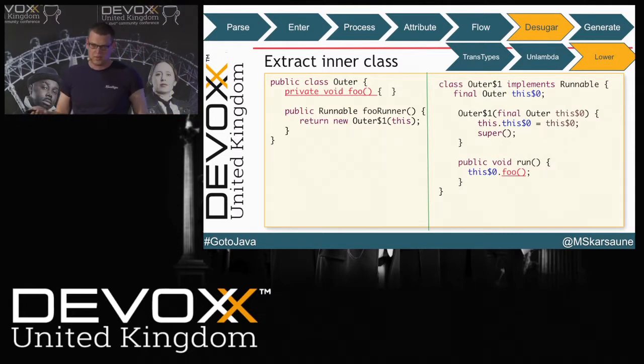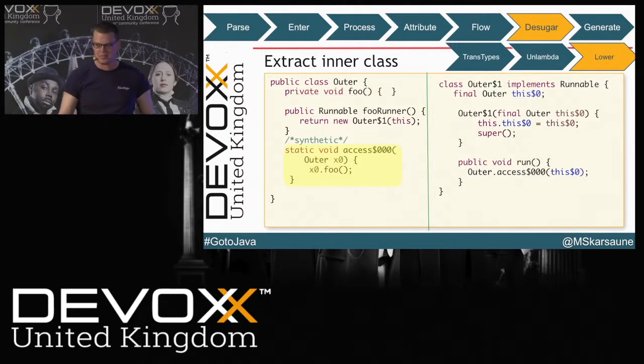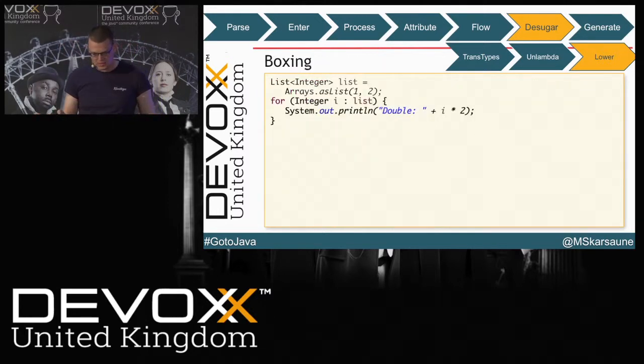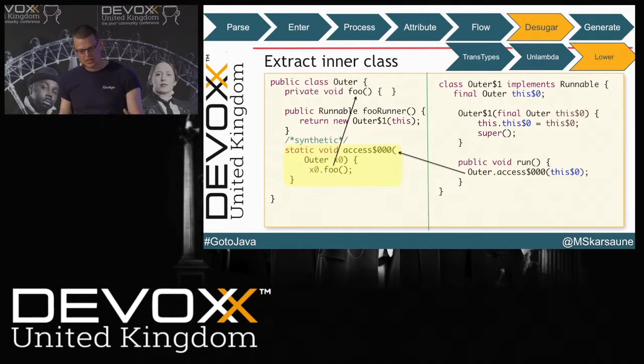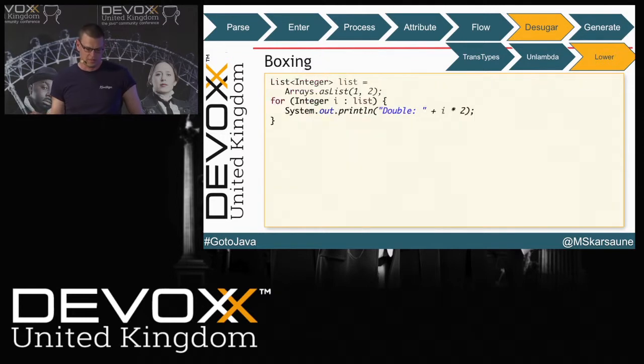Does anybody have any idea what the compiler does here? Reflection? No. Fortunately not. What you will get is what's called an accessor method. So the inner class will then call the static accessor method, which in turn will then call foo. So you may also encounter these while you're debugging, that you get these access methods out of somewhere.